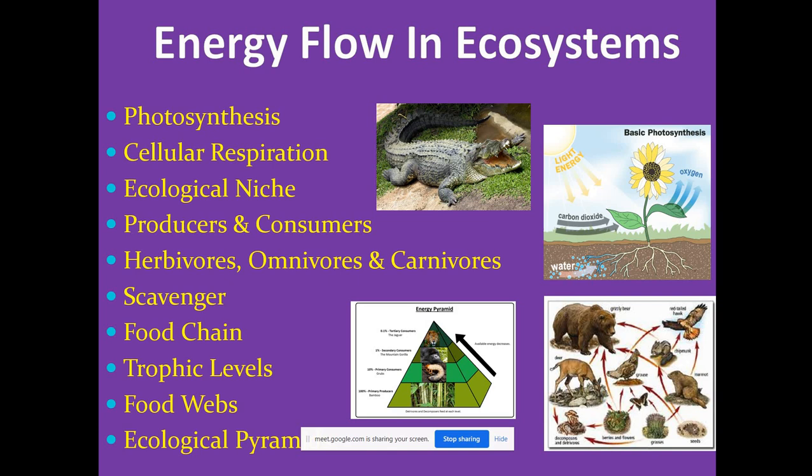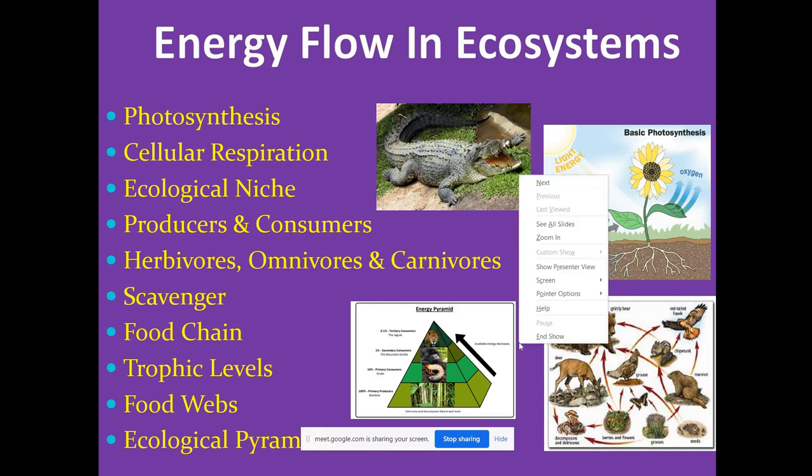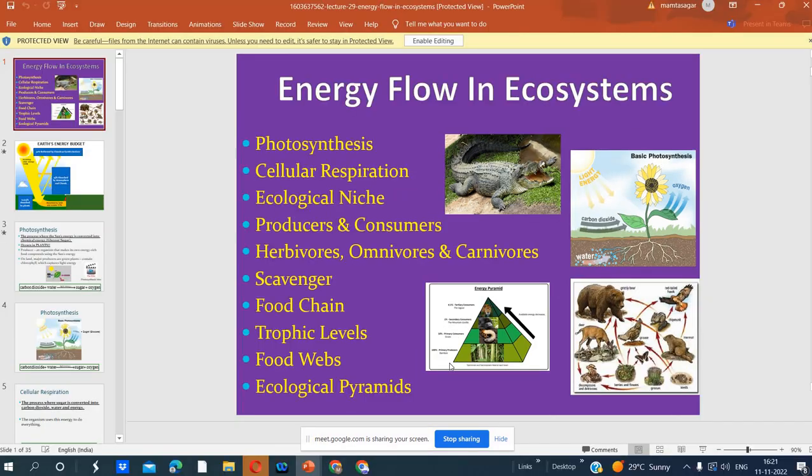Energy is transferred from one trophic level to another. The plant, the producer level, is known as the first trophic level, and the next trophic level is the primary consumer, then the secondary consumer. These are the subsequent trophic levels. The interconnection between all the food chains makes the food web, and we can explain the flow of energy or flow of biomass using ecological pyramids. So these are the subtopics.